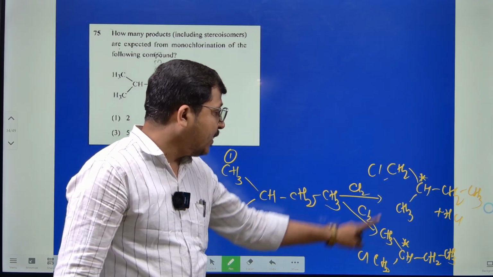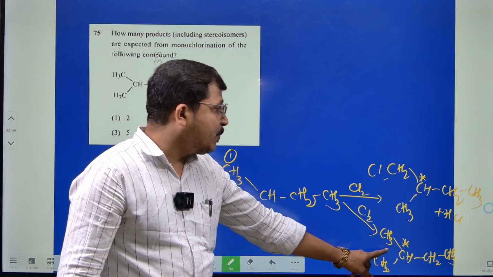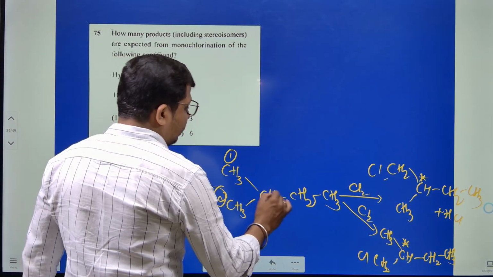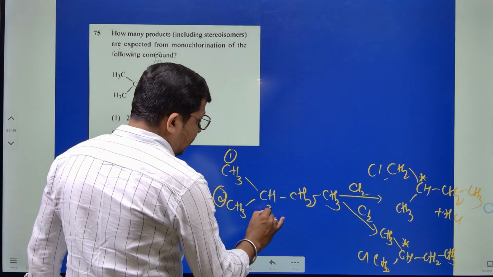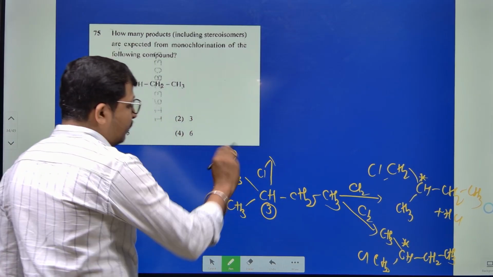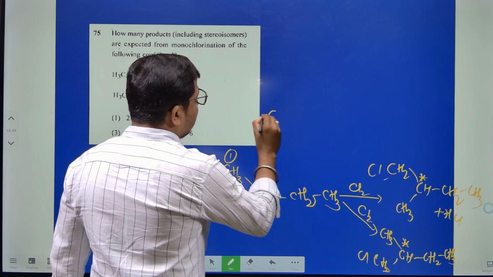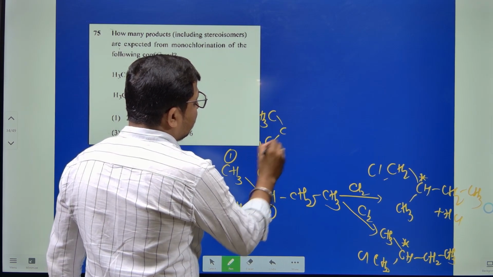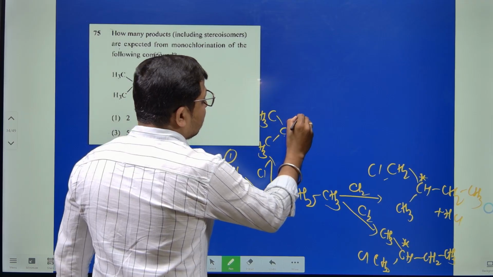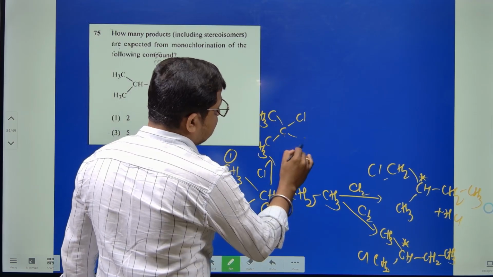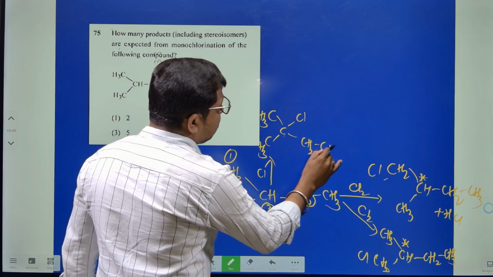Hence, here the first and second products are two stereoisomers. And the next one is the third one, and I will show the reaction here: CH3, CH3 and Cl I will write here, and then that is a CH2 CH3, right?